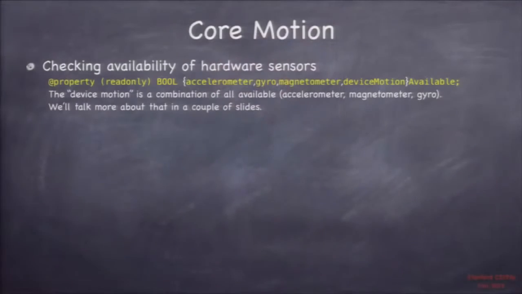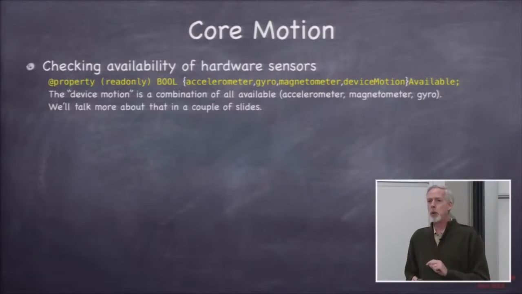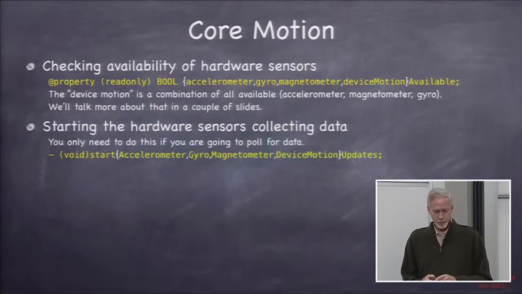So mostly that's what we're going to focus on, is the way of posting a block to a queue, okay? So how do you check the availability? There is this property in CM Motion Manager called accelerometer available, gyro available, magnetometer available, and then the very important device motion available, and we'll talk about that in a second.